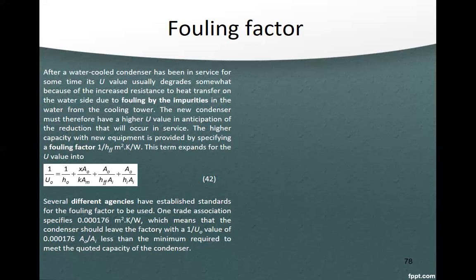Several different agencies have established standards for the fouling factor to be used. One trade association specifies 0.000176 meters squared Kelvin per watt, which means that the condenser should leave the factory with a 1 over U sub o value of 0.000176 A sub o over A sub i less than the minimum required to meet the rated capacity of the condenser. Yeah, this is the value of the fouling factor.